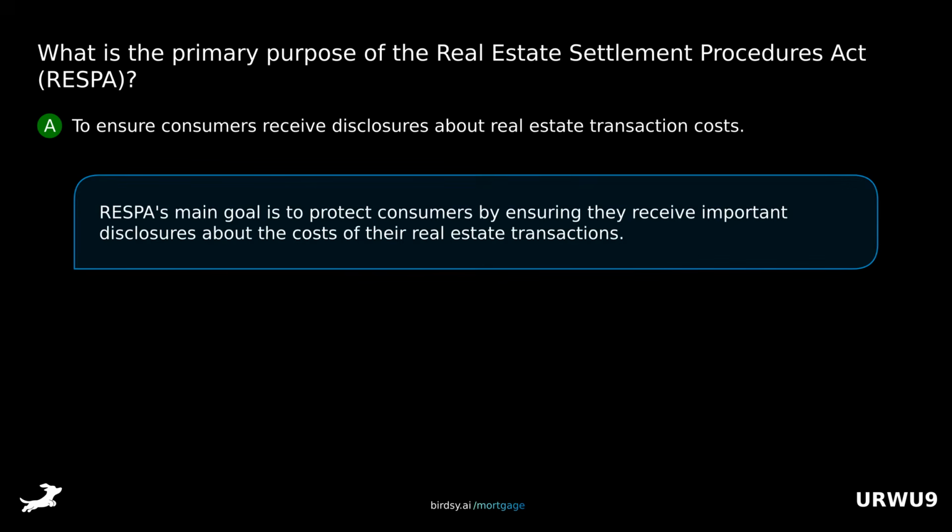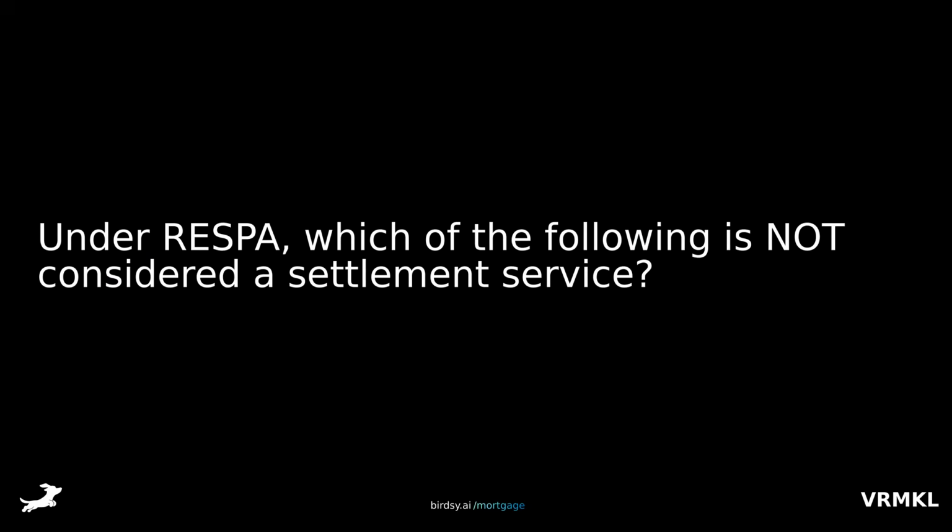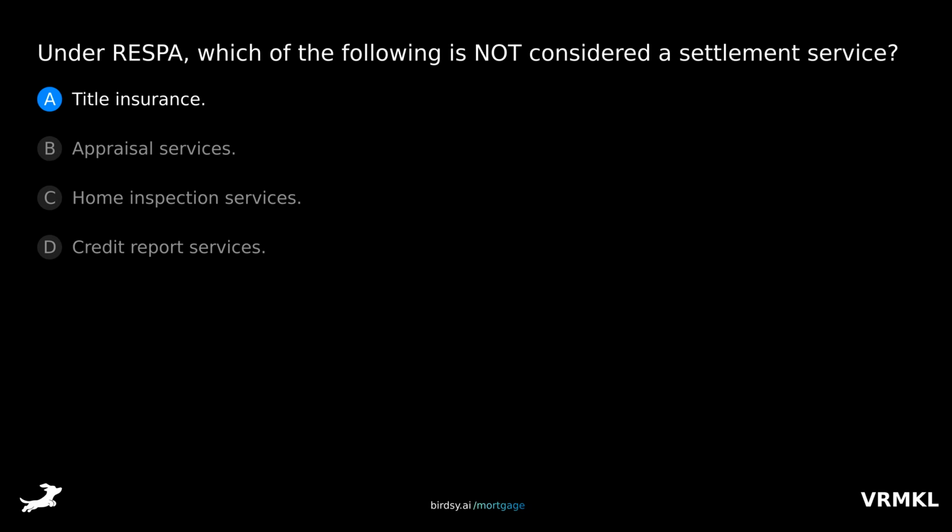RESPA's main goal is to protect consumers by ensuring they receive important disclosures about the costs of their real estate transactions. Under RESPA, which of the following is not considered a settlement service? Is it A, title insurance, B, appraisal services, C, home inspection services, or D, credit report services?